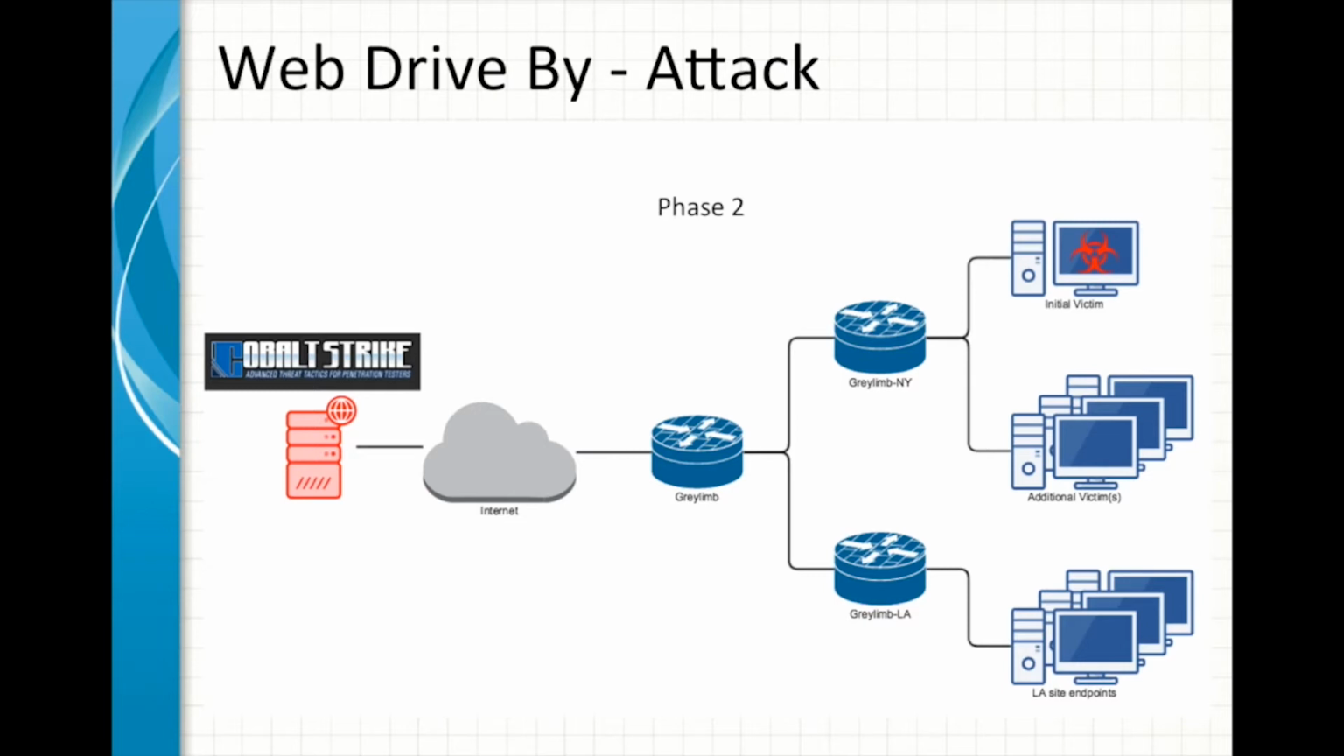In the second phase of the attack, our simulated threat actor performs some process migration as well as privilege escalation. This results in the attacker obtaining system-level credentials on the initial victim's machine. Proceeding with the third phase, the attacker uses the initial victim's machine and some stolen credentials to distribute malware to additional endpoints within the enterprise. Once the malware is executed, additional command and control channels are established, allowing the attacker to move laterally.